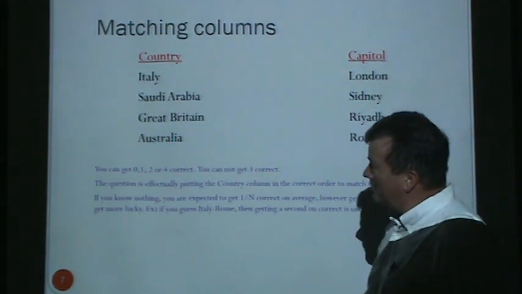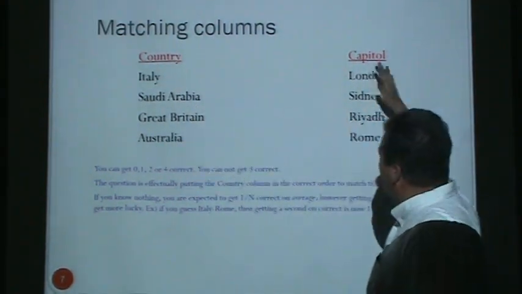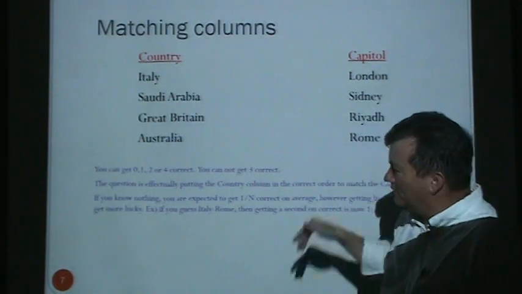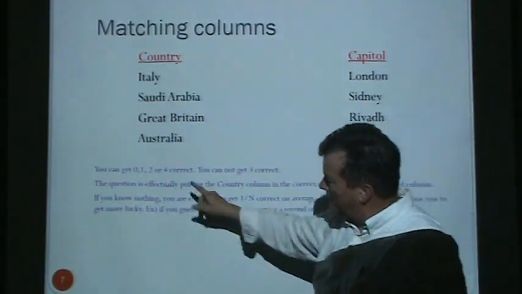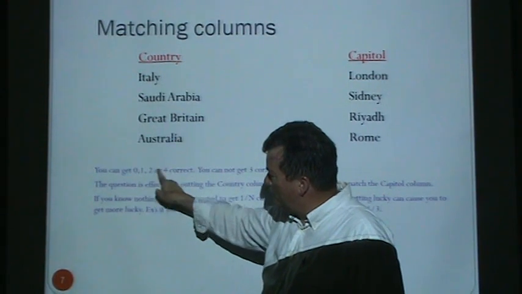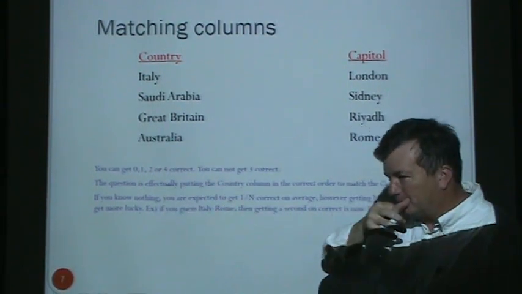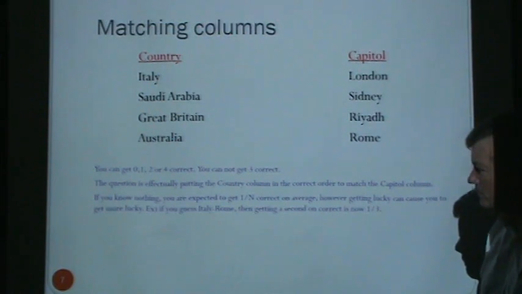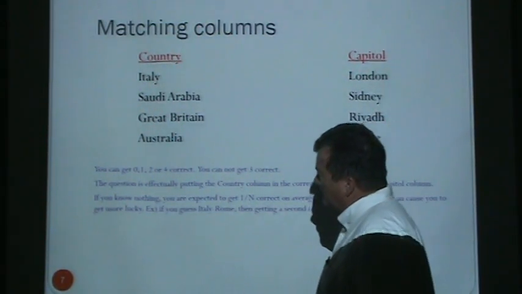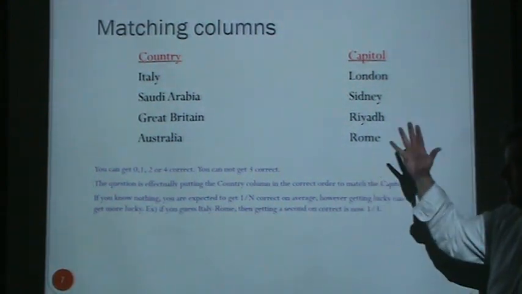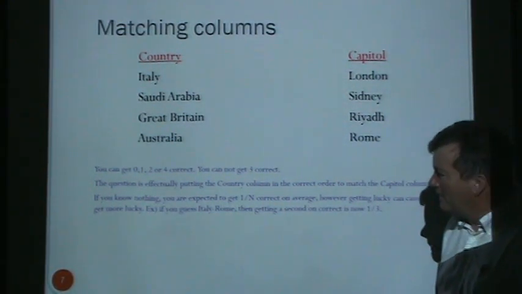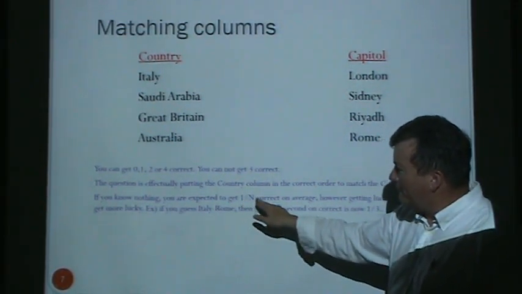But the idea is, let's say you have a bunch of countries and you have a bunch of capitals and you have to match each one up with each other. Well, it turns out the style of this question, you're either going to get 0 right, 1 right, 2 right, or 4 right. There's no way to get 3 right. If you get 3 right, it forces you to get the 4th one right. So the idea is to match the country with their capital. And on average, you're going to get 1 out of n correct.